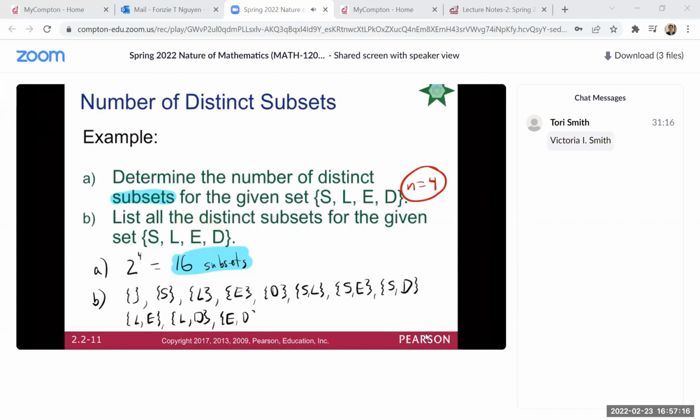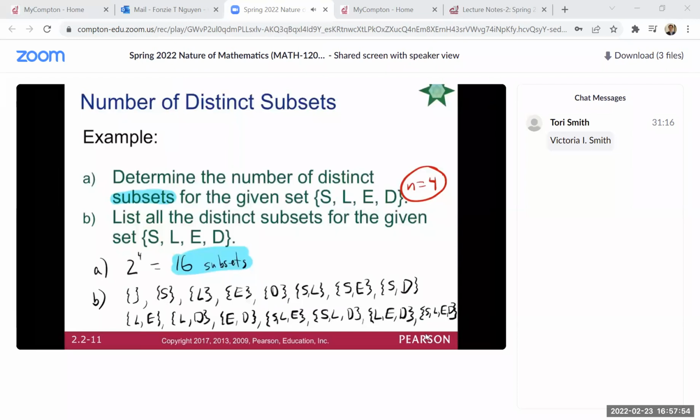Now we have to move on to the ones that have three elements. SLE, SLD. And I think there might be one more with 3. LED. LED, right? All right, very good. And then the last one would be all of them, right? All of them.